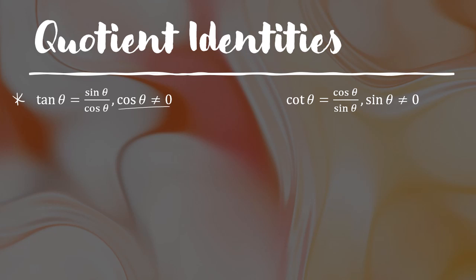We don't want that. Now the other identity over here is cotangent of theta is equal to cosine of theta over sine of theta. So sine of theta, therefore our restriction is sine of theta cannot be equal to 0. So same reasoning, we don't want the equation to become undefined.